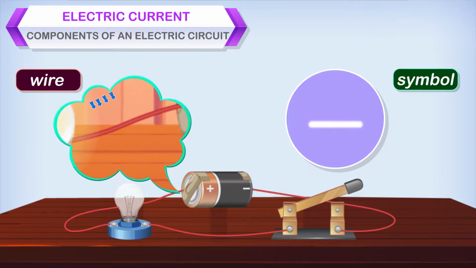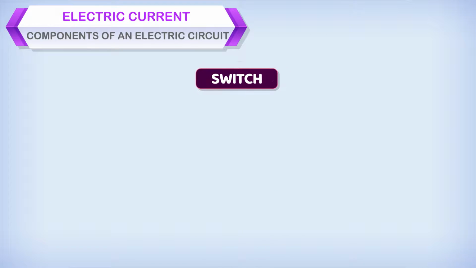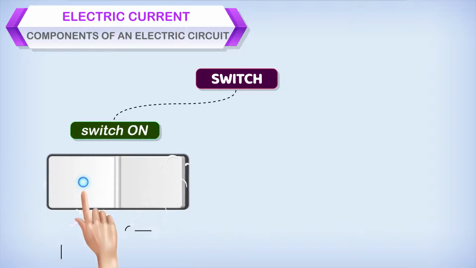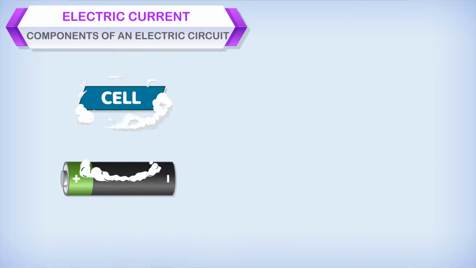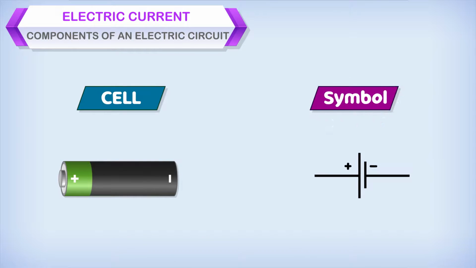Wires. The wires used to connect various components in a circuit are represented by lines. Switch. There are two symbols for switch. One is on mode, another is off mode. Cell. This is a symbol for a cell.